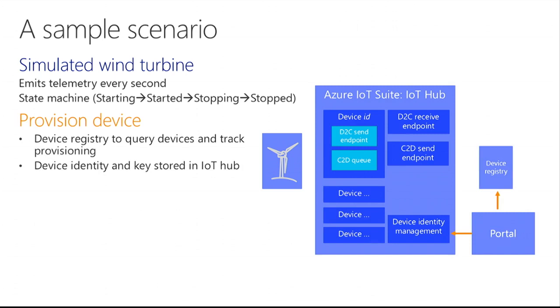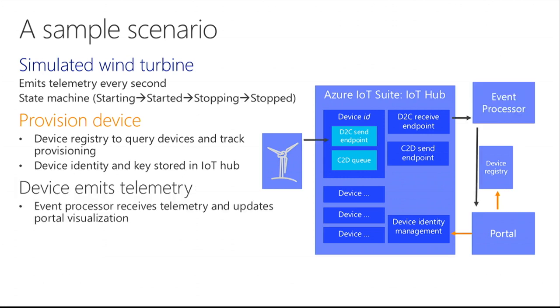The first step is to provision the device. There will be a portal that will update the master device registry with the identity of a new turbine, and will also update the IoT Hub, effectively enabling connectivity for that simulated device. The device then will be able to connect to IoT Hub and emit telemetry every second.